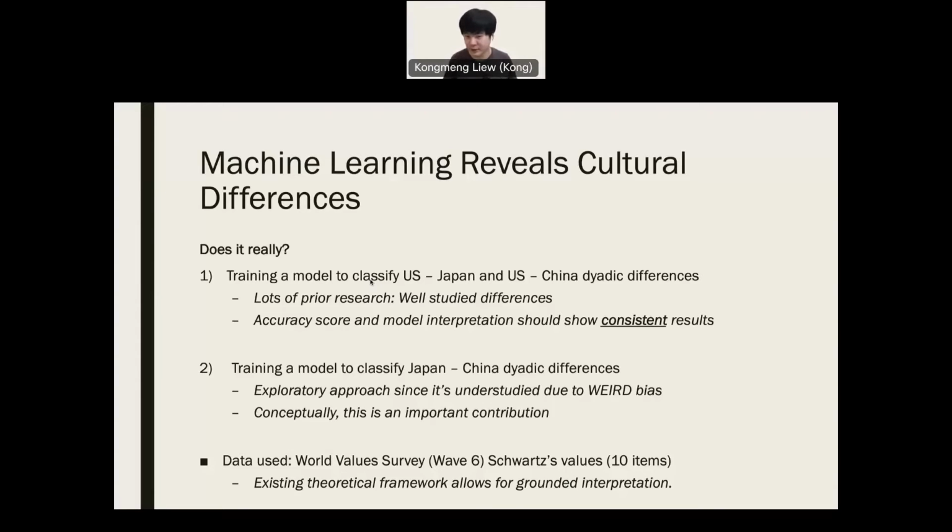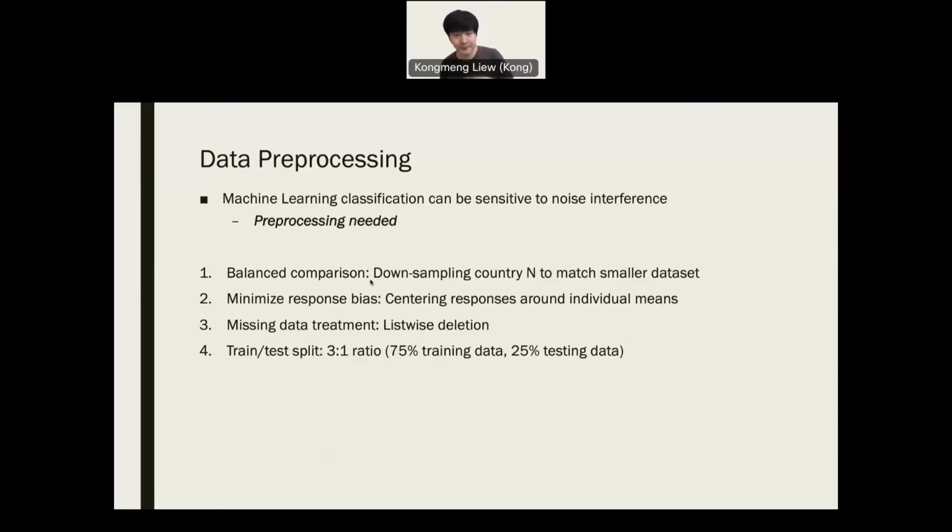Then I also wanted to look at China-Japan differences, because what everyone talks about is comparing the East and West, and not many people talk about looking at differences within the East. So we don't really have a good idea of how Japan is different from China. People who have lived in these two countries might intuitively feel that it's very different, but there isn't a lot of research to back that up. So this could be an example of how machine learning can be used to contribute towards our understanding of understudied cultural differences.